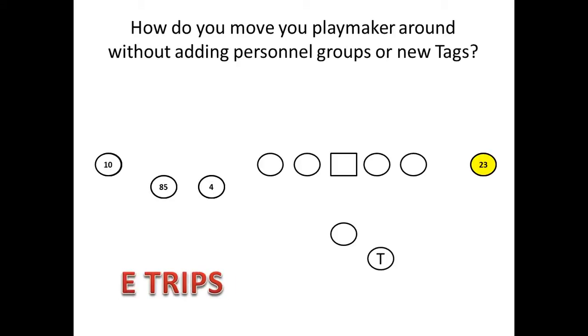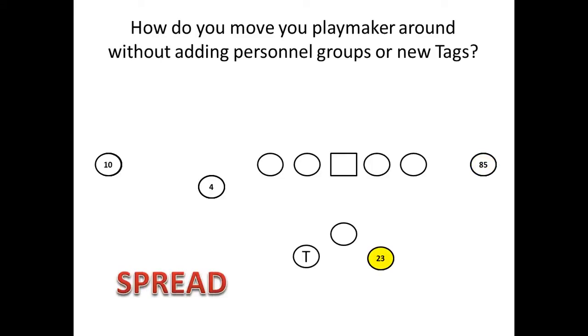So for instance, our best player, who was our slot, was number 23. And if we wanted to put him on the backside, we'd call the formation E trips. So this is E trips left. E is the first initial of number 23 out here. That would tell him he goes to the backside.